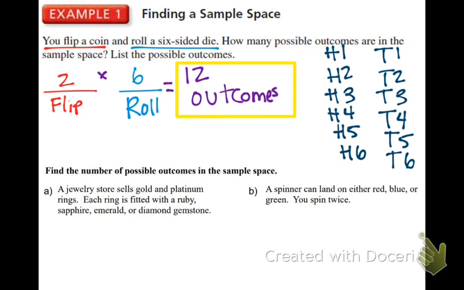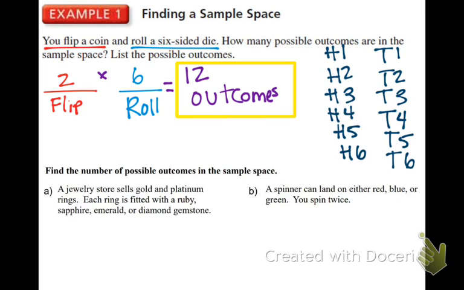These next two are not on your notes. We're just going to talk about them. So find the number of possible outcomes in the sample space. A jewelry store sells gold and platinum rings. Each ring is fitted with a ruby, sapphire, emerald, or diamond gemstone. So we're going to say you're going to get one metal and you're going to get one gemstone.